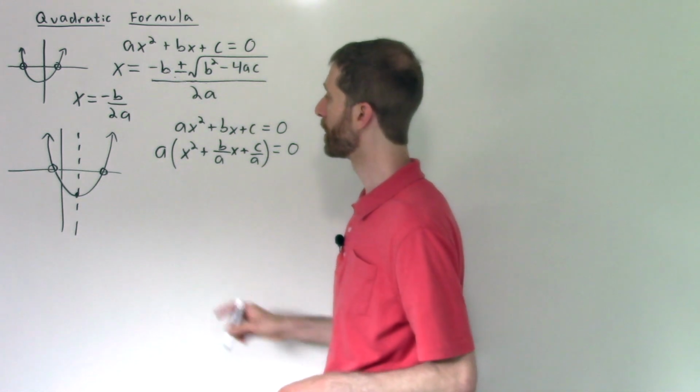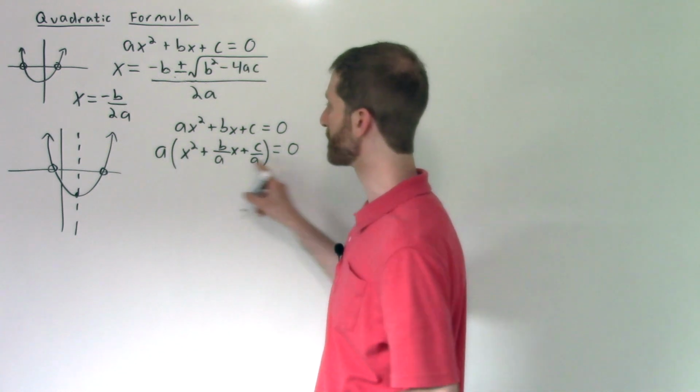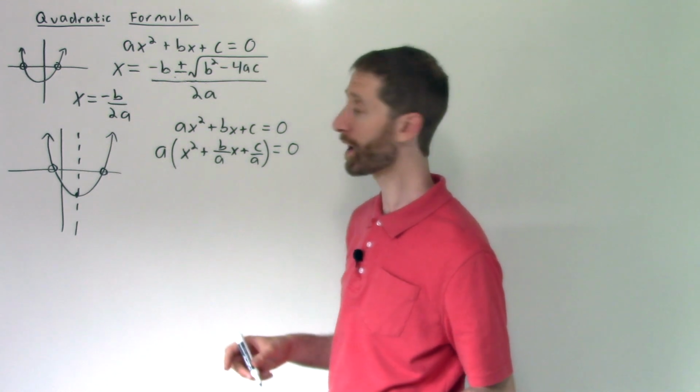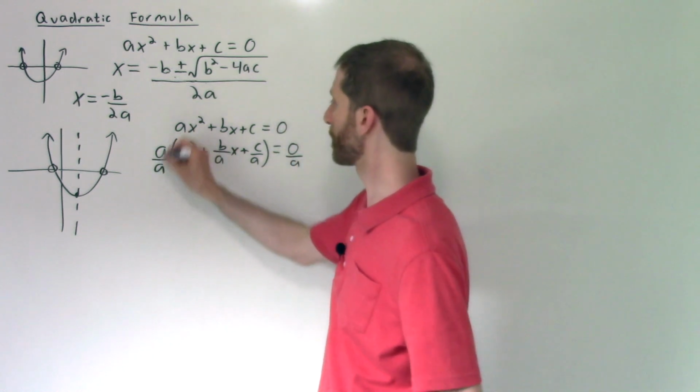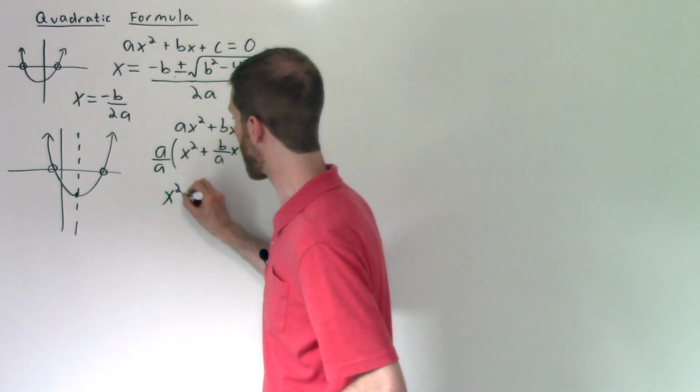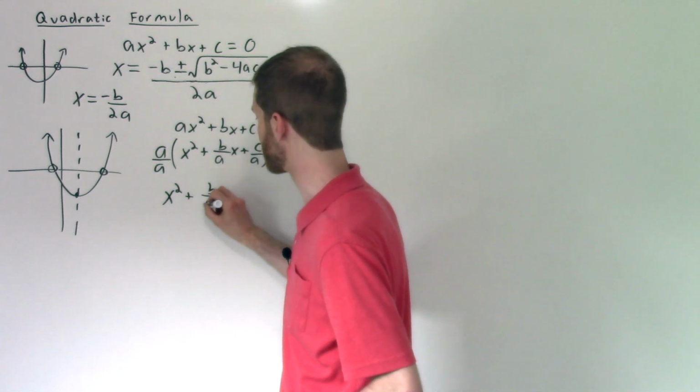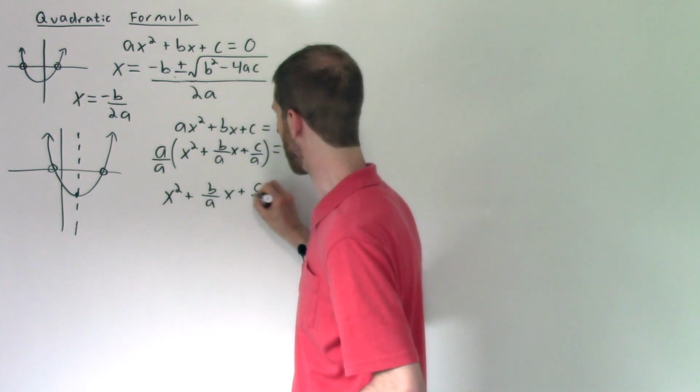It's just some number. So now I'm going to divide both sides by a. And the reason why I do that is if I divide by a, 0 divided by a is 0, and that goes to 1. So I'm left with x squared plus b over a times x plus c over a equals 0.